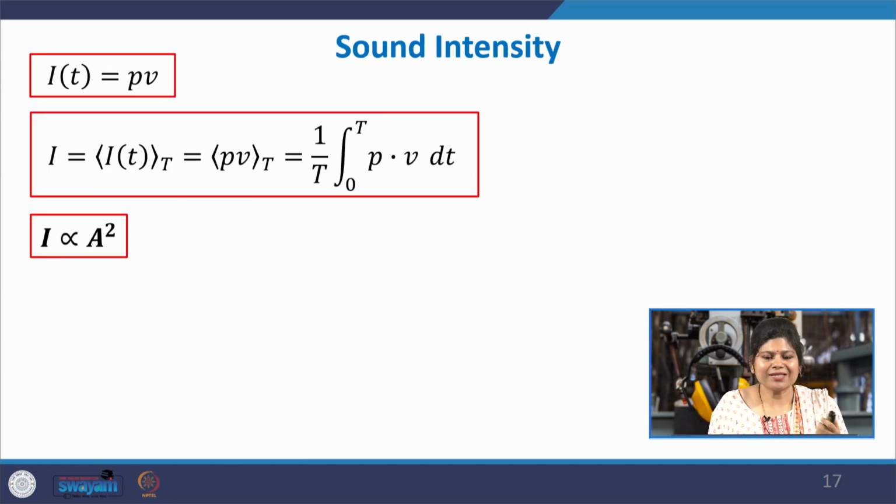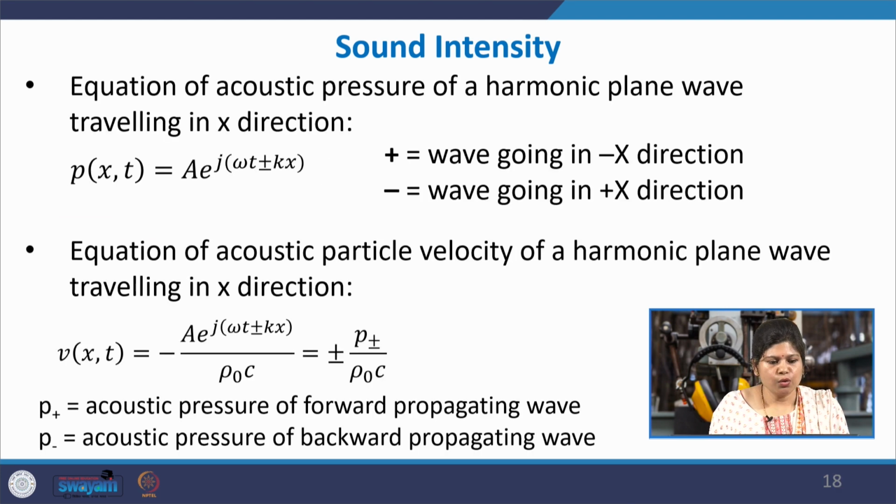Fine. So the sound intensity, let us derive that. These are the equations we have already seen. Using these equations, we are going to arrive at sound intensity. So P into V, or the averaging of P dot V over time. Let us start with the sound intensity of a harmonic plane wave first. Let us consider a plane wave travelling in x direction.